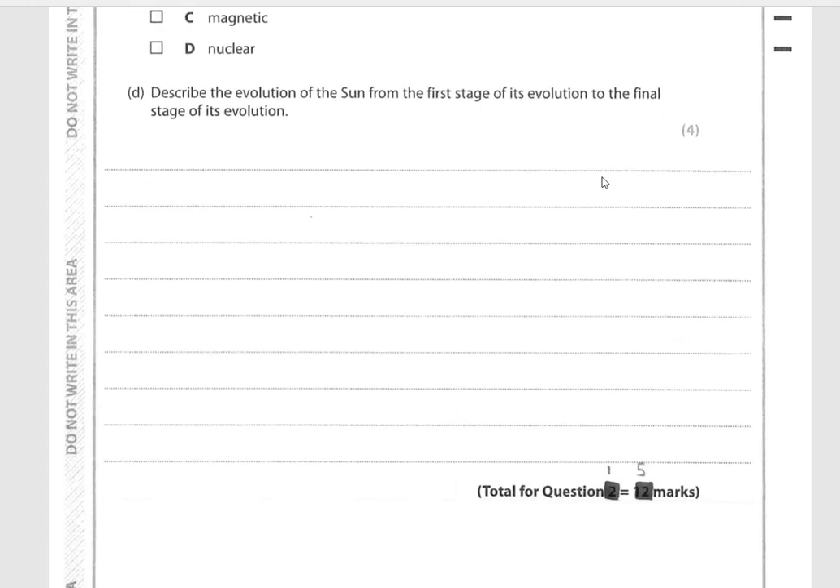Good. Now, the next question is describe. Describe the evolution of the Sun from the first stage of its evolution to the final stage. So what is the stage? What's the name of the first stage until the last one? Now, the question says describe. The question does not say explain. If the question asks you to explain, then you have to put in detail and so on. But here, the question says describe the evolution of the star.